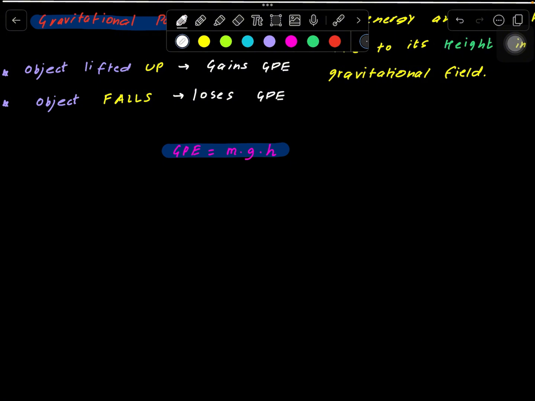Here, mass is measured in kilograms, gravitational field strength in meters per second squared, and height in meters. And we know that energy has an SI unit of joules. Gravitational field strength has another unit referred to as Newton per kilogram.